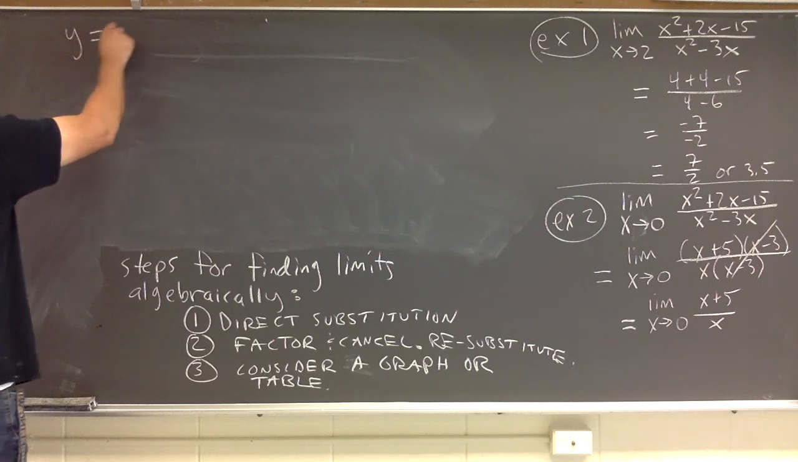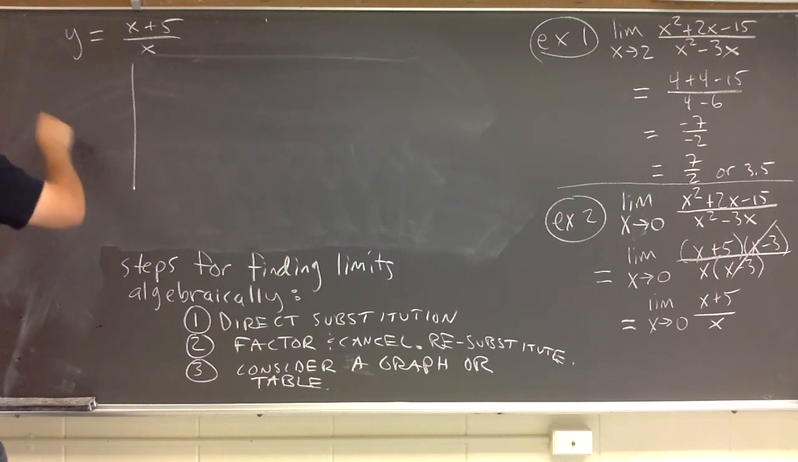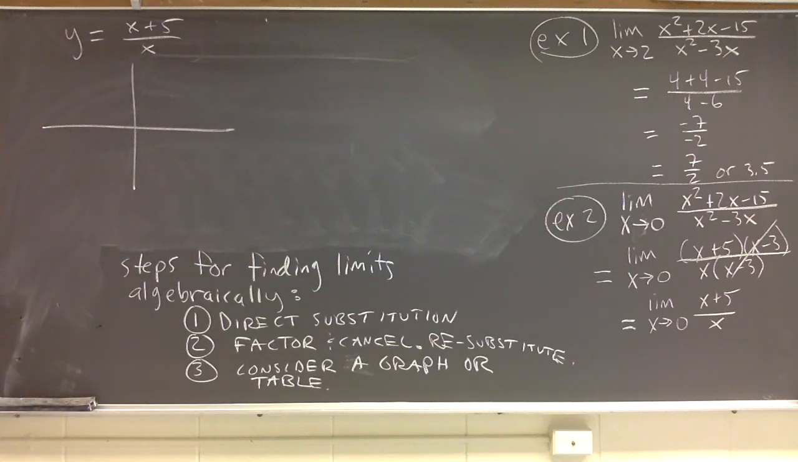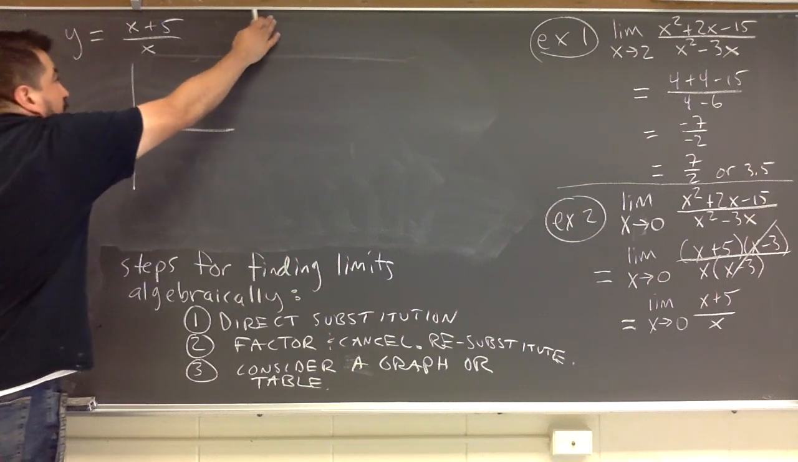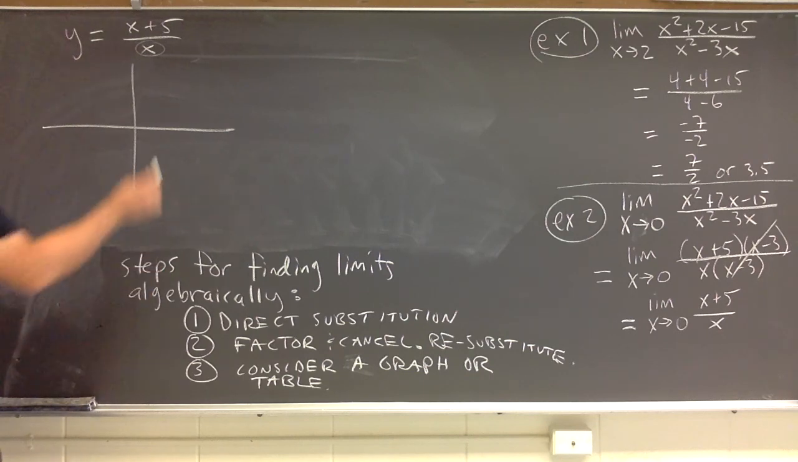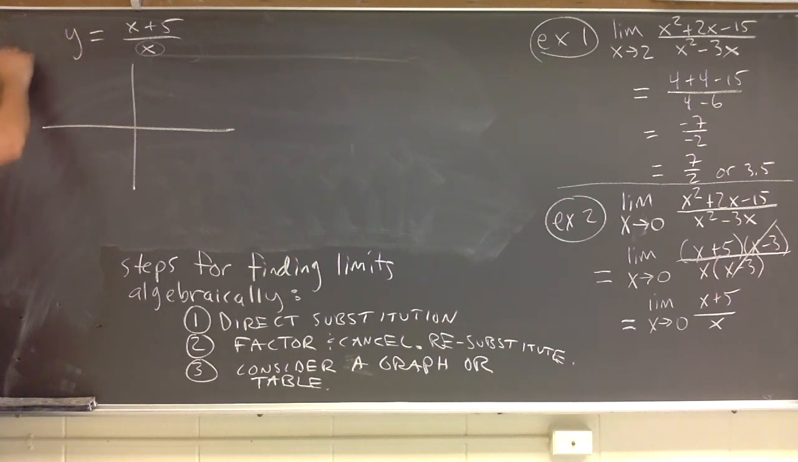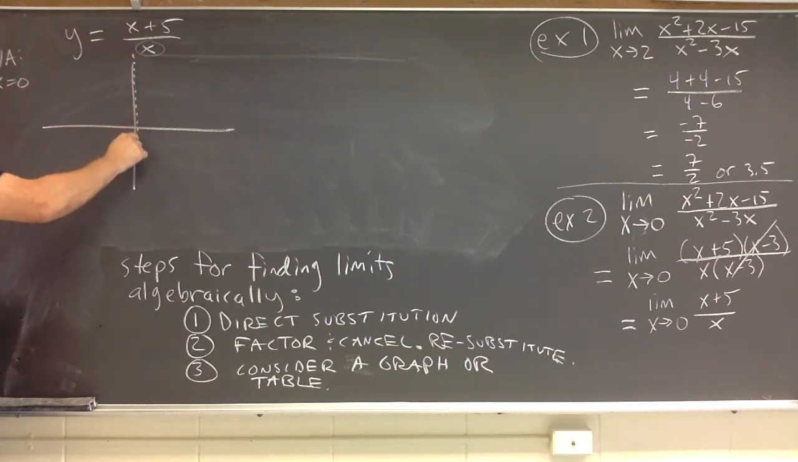So if I look at the graph of y equals x plus 5 over x, hopefully you remember how to graph your rational functions. If not, that's something you probably need to review because that's pretty important. Let me know if you need some help with that. But your vertical asymptote is going to be x equals 0. So obviously that's why we're having issues finding the limit at that value, right?